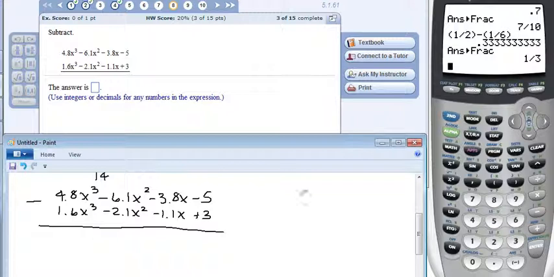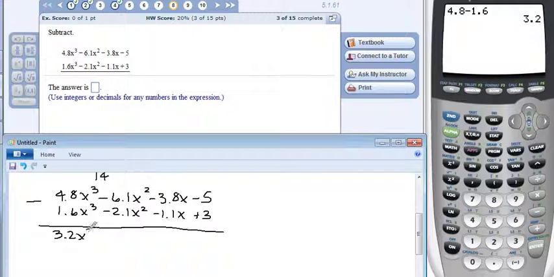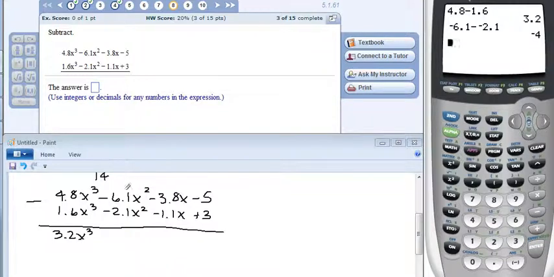Now with subtraction, we just have to be careful because we have negatives. So this first one is pretty easy. We've got 4.8 minus 1.6. Boy, I should be able to do that one in my head. We got 3.2. Those are my x cubed terms. Let's do this one. Now I have negative 6.1, and I want to subtract a negative 2.1. So subtracting a negative is like adding. So that's negative 4.